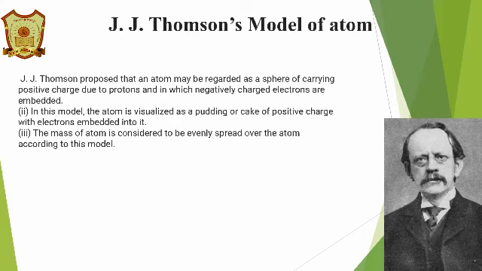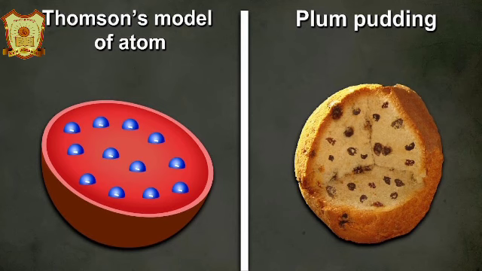Now the very important and very interesting thing about J.J. Thomson's model of atom is that he visualized his model as a cake or as a pudding. See, J.J. Thomson's model of atom just looks like a plum pudding model. Like in this structure, if you see, there is a cake in which dry fruit or cherries are embedded. They are distributed uniformly in certain parts of the whole cake structure.